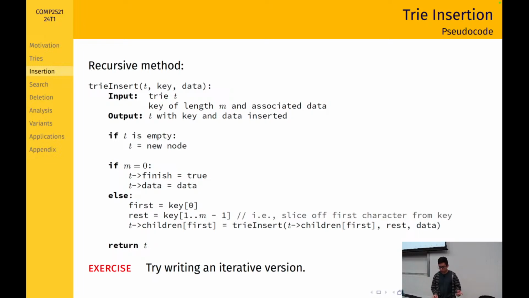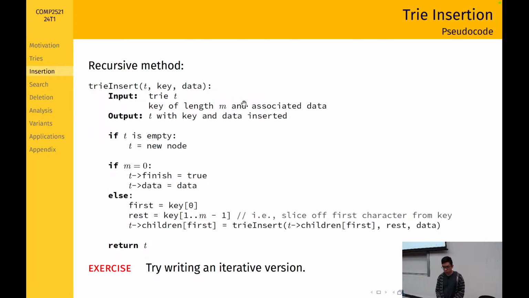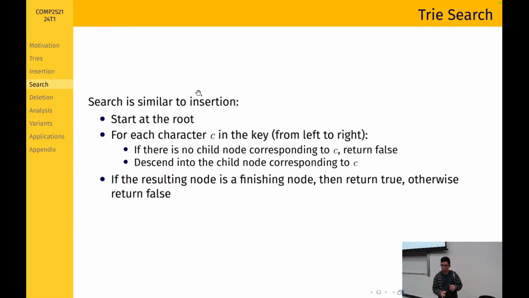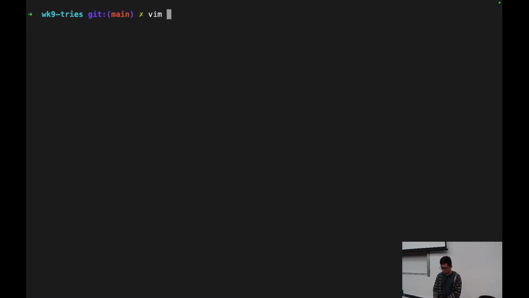Okay, so let's go through and try and implement this. Data is any information associated with the key. For example, if you have words and definitions, then definitions would be your data. Okay, so let's try and implement this.